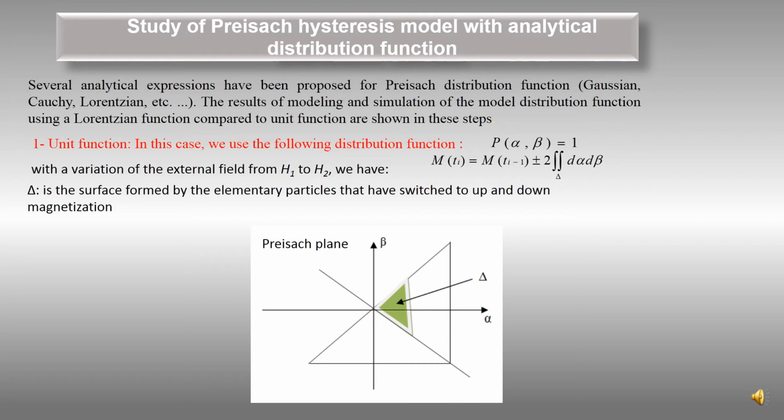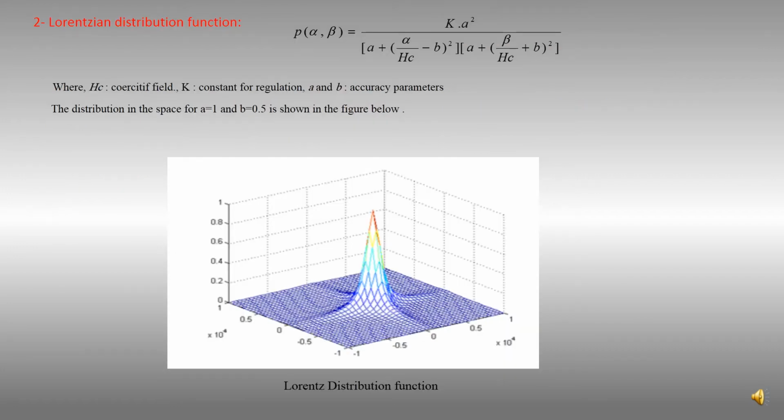In this case, we use the following distribution function, with a variation of the external field from the first external field to the second external field, and we have this mathematical expression for the area designated by delta in this figure. Second step, the Lorentz distribution function, defined by the mathematical expression here with different parameters and shown in this figure.